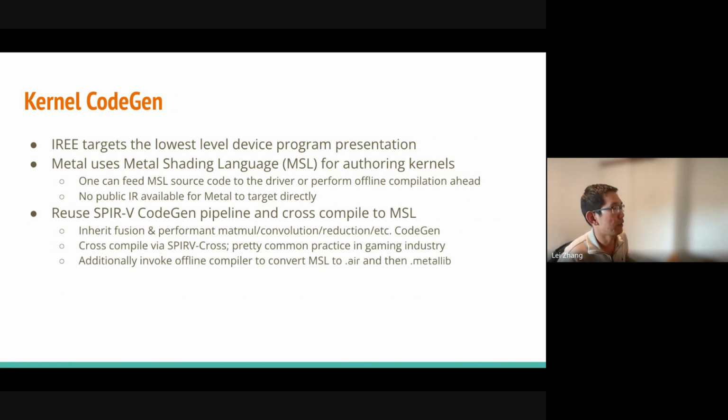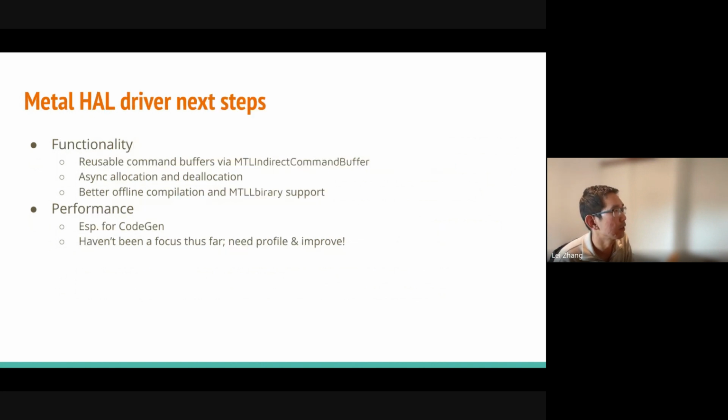We do reuse all the code generation facilities on the Eerie code generation pipeline and cross compile to MSL, to then invoke the offline toolchain for MSL to generate an MTL library and then embed that into the flatbuffers via MFB. So as said, dual path supported. I need to push more on doing offline compilation. It is supported right now, but there are some issues I need to further look into.